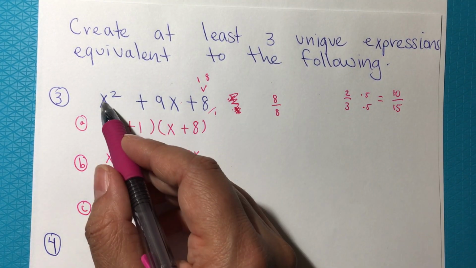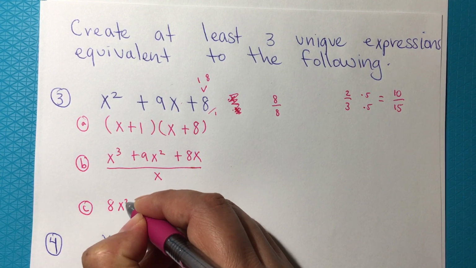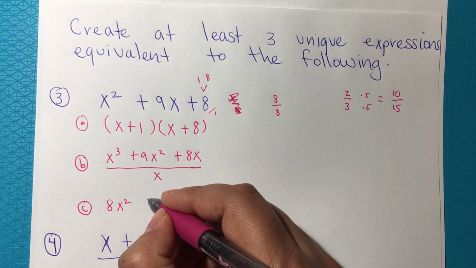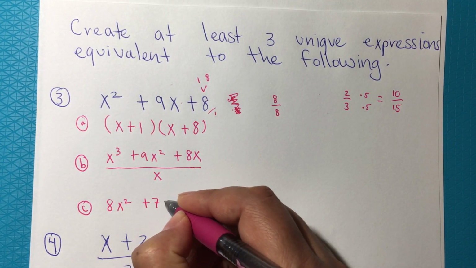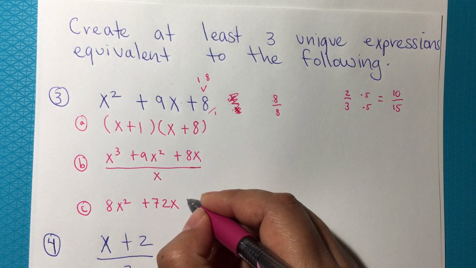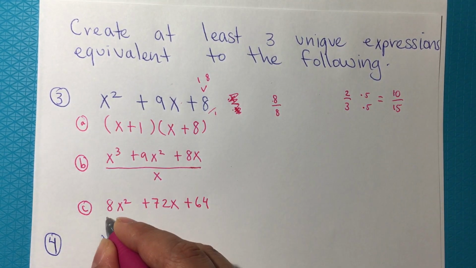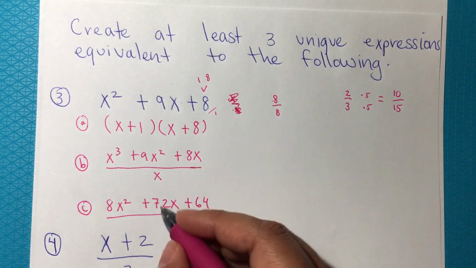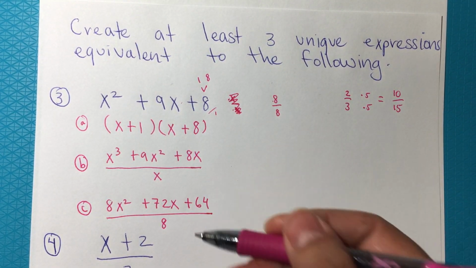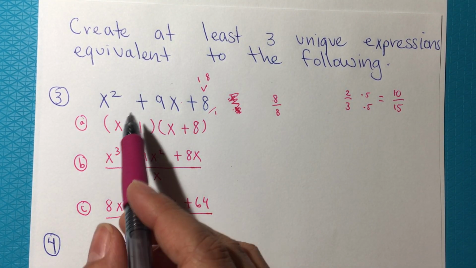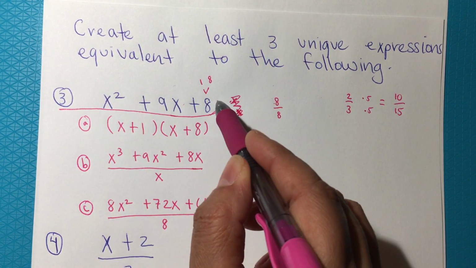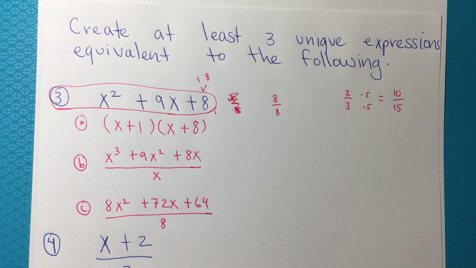And so 8 times x squared is 8x squared. 8 times 9x is 72x. 8 times 8 is 64, divided by 8 times 1, which is 8. So those are 3 equivalent expressions of what they gave us, okay?